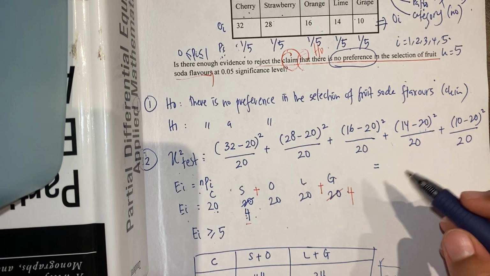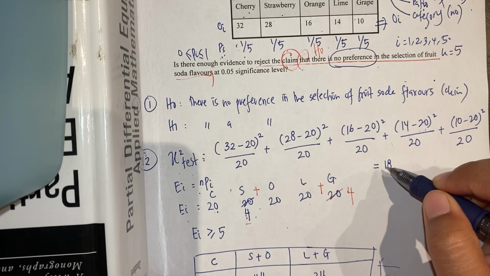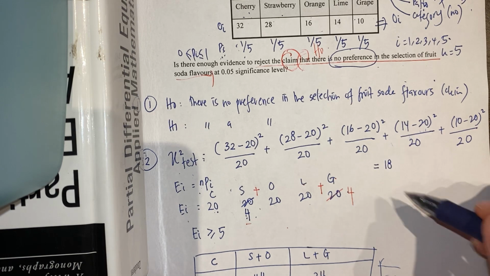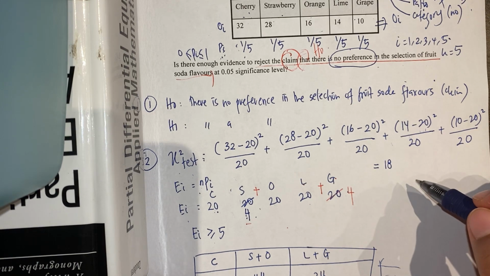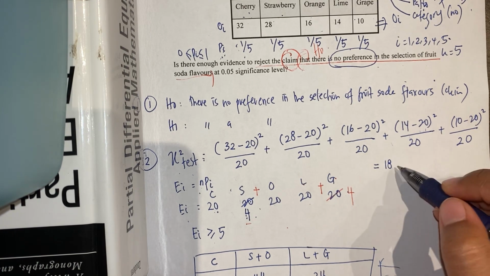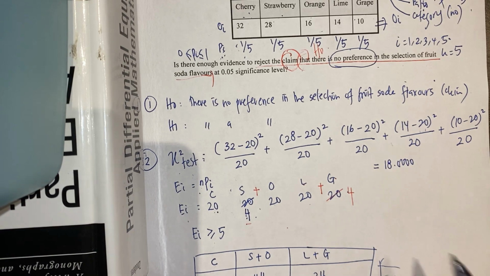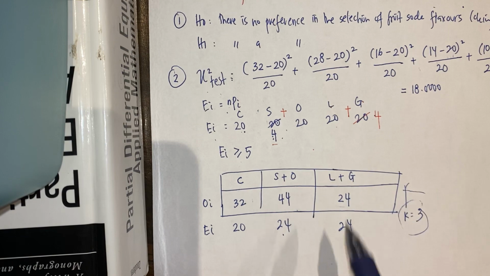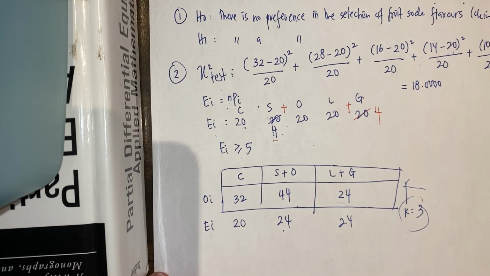So you will have 18 here. I just follow the solution in the slide, but you can calculate it on your own. In the slide we have 18. Here I just follow the solution in the slide.